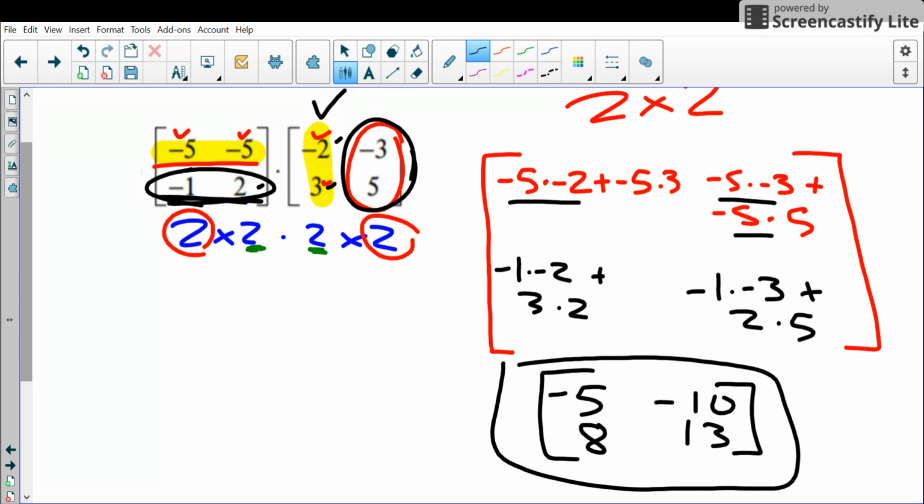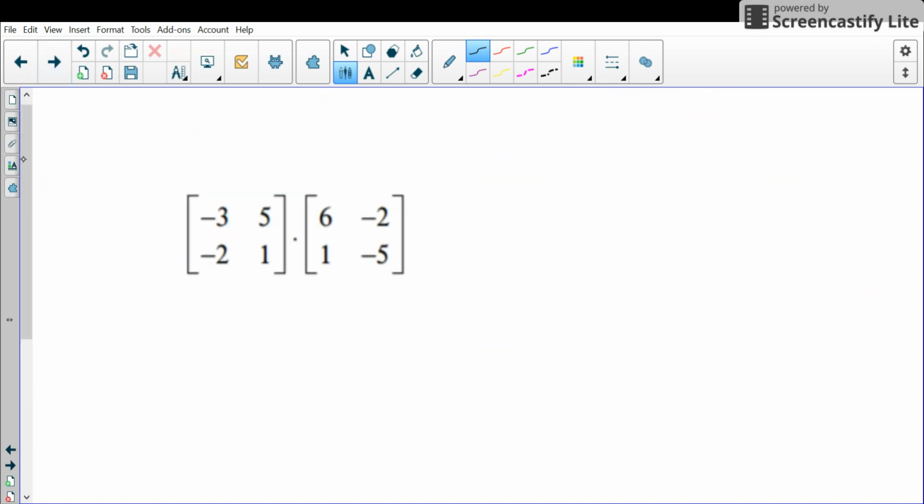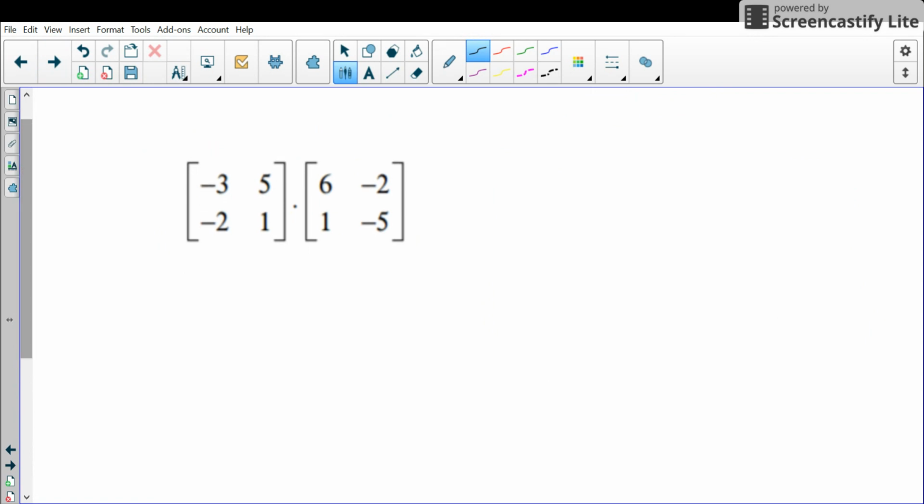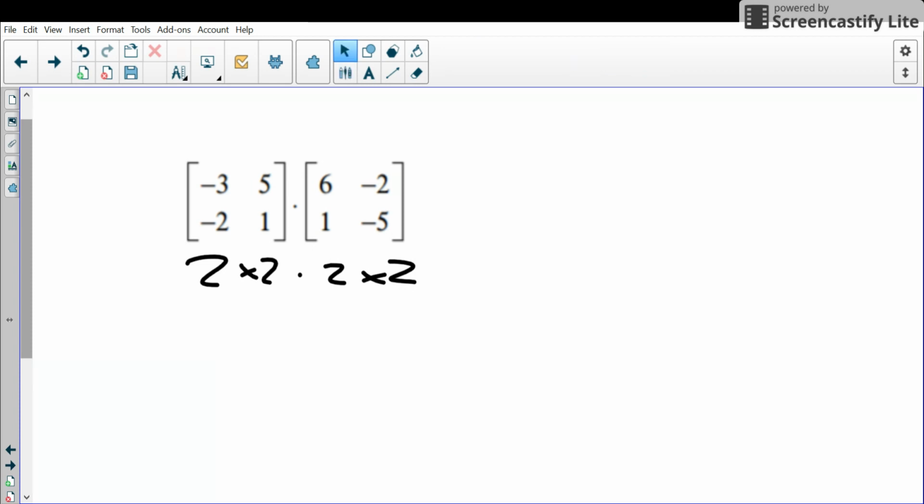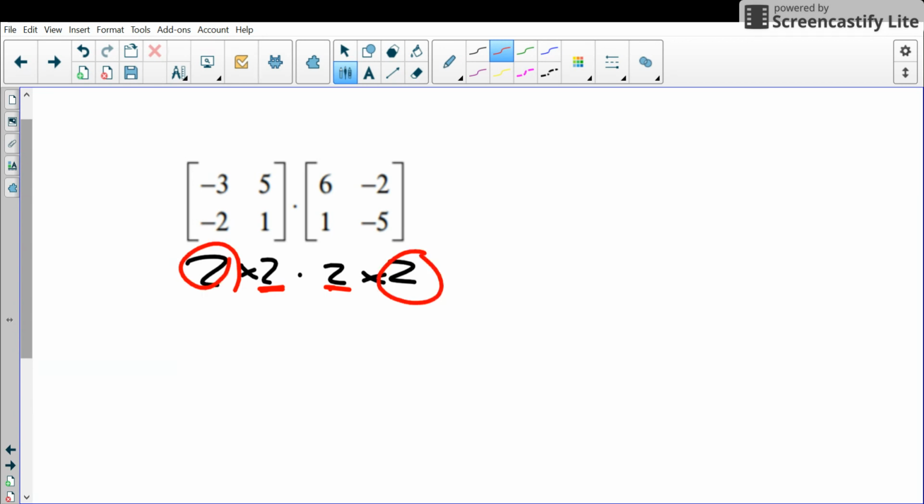Okay, let's try one more together here. Now I'm going to leave you one to do after. So again, I got a 2 by 2 times a 2 by 2. Since the inside numbers are the same, I can multiply them. The outside numbers will tell me how big the matrix I get will be. It'll be a 2 by 2. I like to write this big setup here.